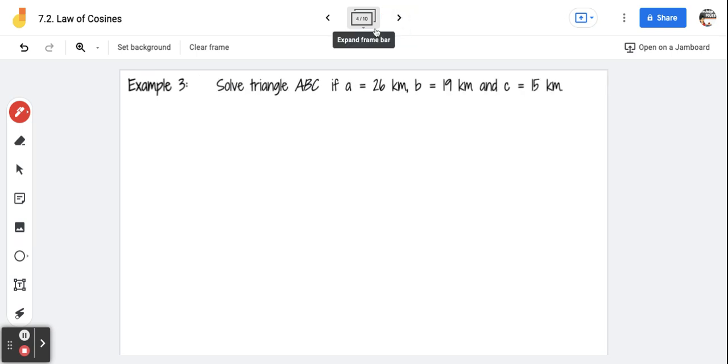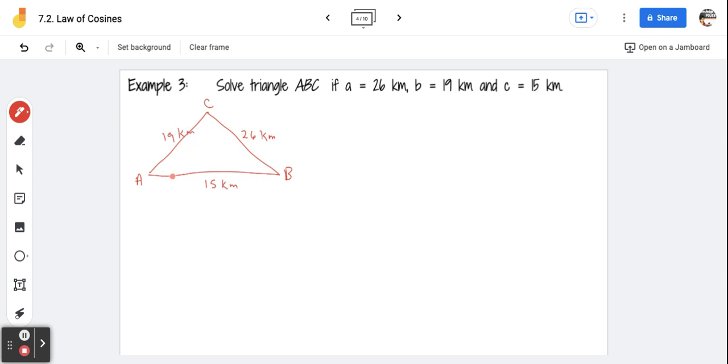Example 3. Solve the triangle. That means I've got to find all the other 3 parts. So let me draw the triangle here. I'm going to label this A, B, and C. A is given as 26 kilometers, B is given as 19 kilometers, and C is given as 15 kilometers. All right, so in this case, we know all 3 sides. We do not know any angles.